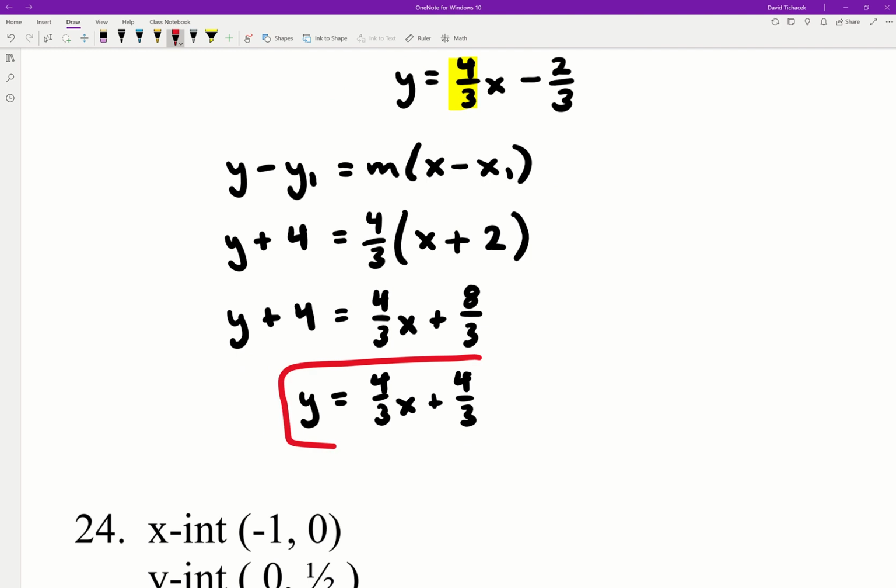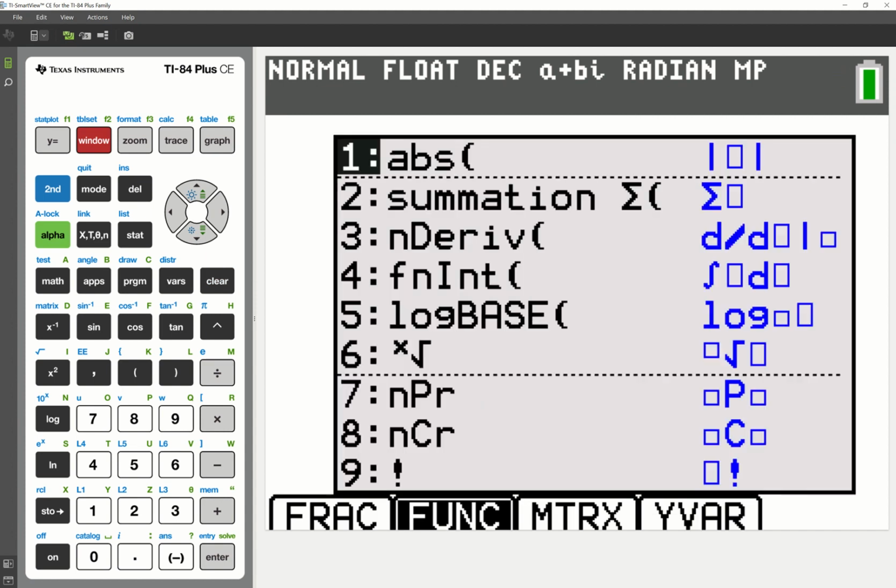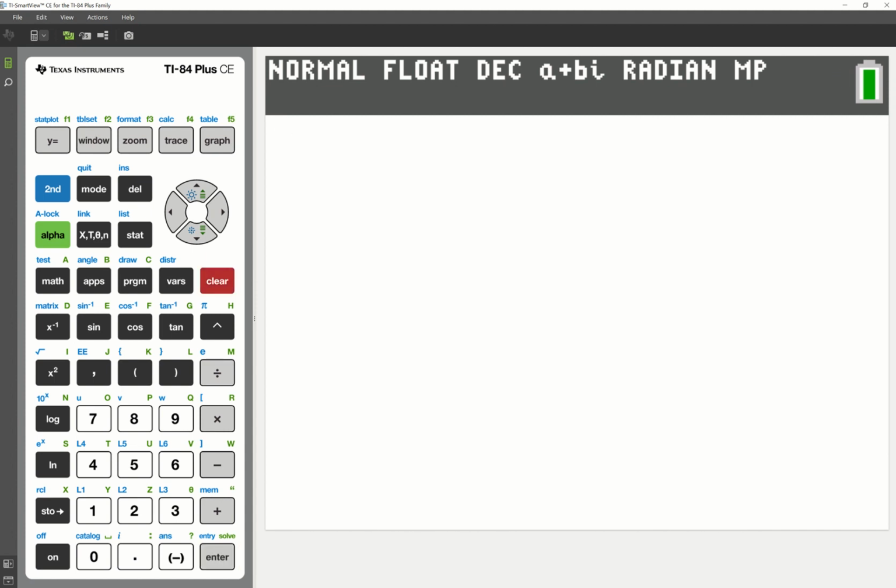Okay, and again, you guys can be doing those operations in the calculator here. So just to demonstrate real quick, again, to type in a fraction, it goes alpha y equals, enter. Oop, I typed in the wrong one. Alpha y equals, enter. There we go. That's a fraction. And then we do 8 over 3.